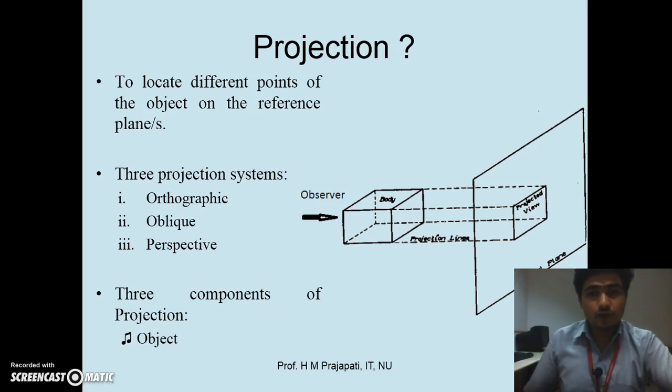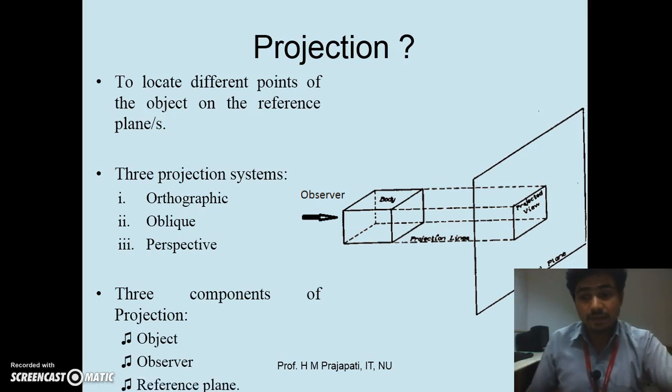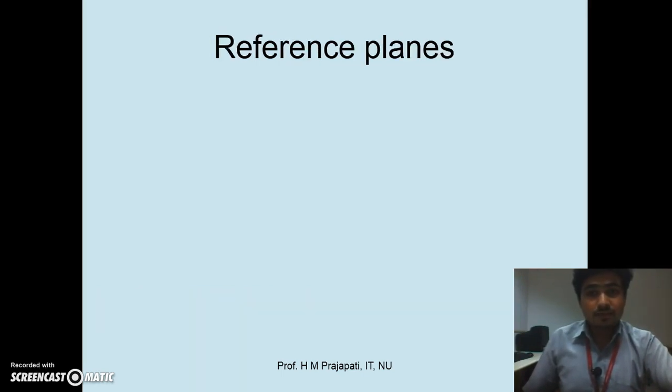Now in this orthographic projection, again three components are very important. The first component is the object whose view we want. Second is the observer, meaning from which direction the observer is viewing the object. And the third one is the reference plane, on which plane we want the projection. Now let's discuss the reference plane. What is the reference plane? The reference plane is a plane on which we project our view.